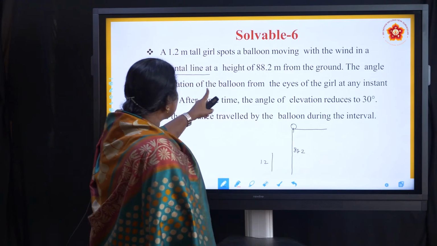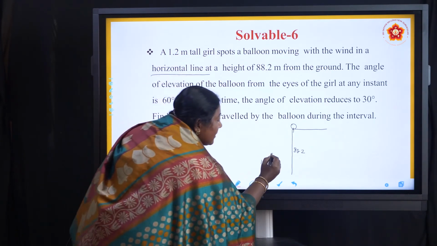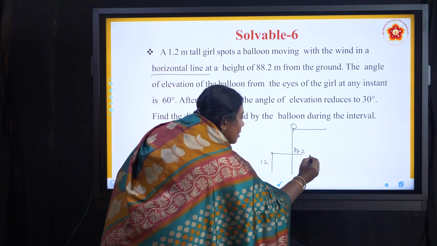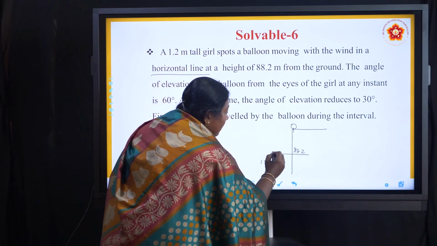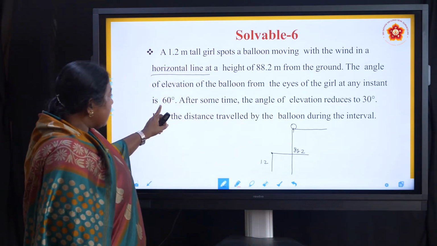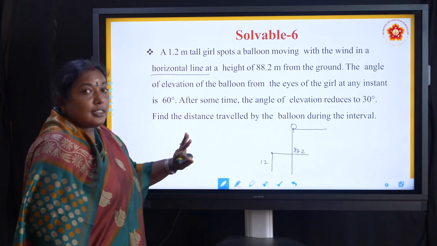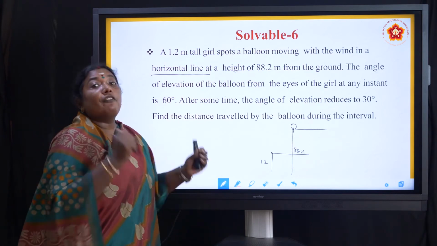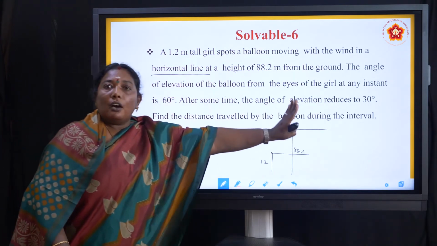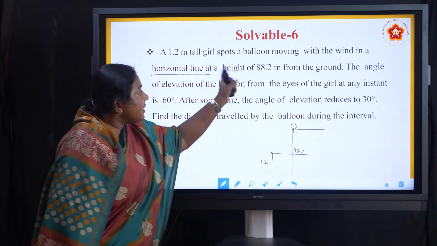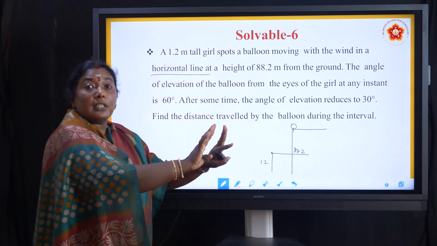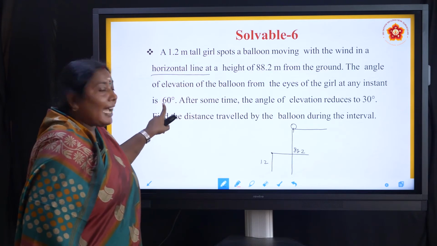The angle of elevation of the balloon from the eyesight of the girl. So the girl's eye is not here, it is here. So from here only, this is the ground level for that. So from here, the angle of elevation is 60. After some time it reduces to 30. They didn't give which way the balloon is moving. Is the balloon moving here or far away from her? Is there anywhere they have given that the balloon is moving towards the girl or away from the girl? They didn't give. They gave only the angle.